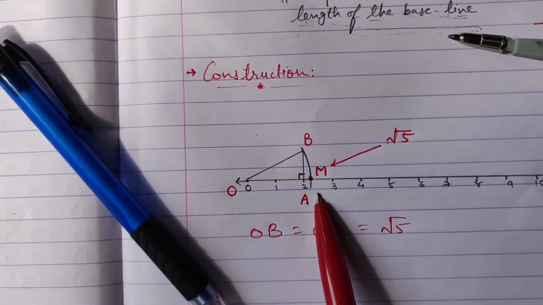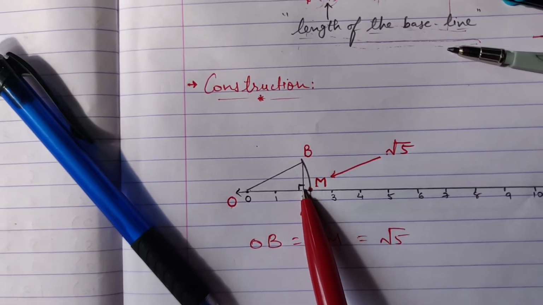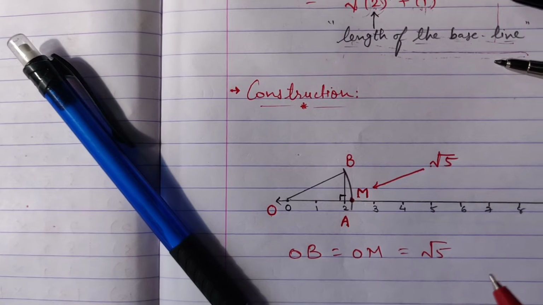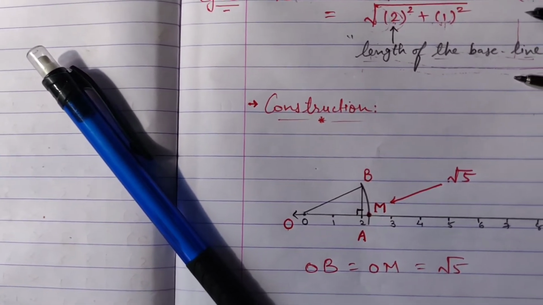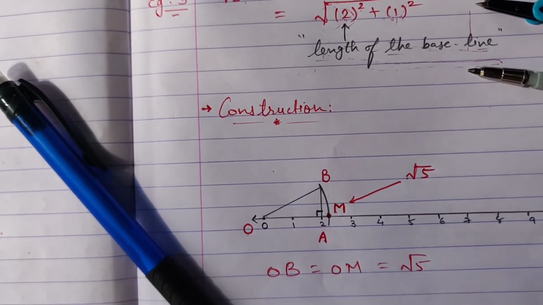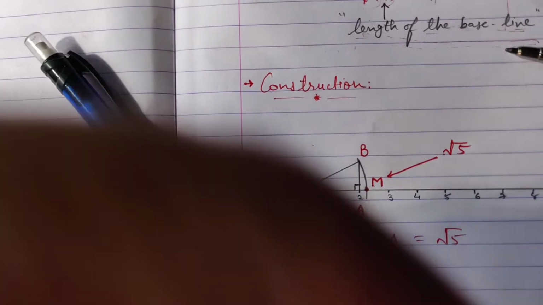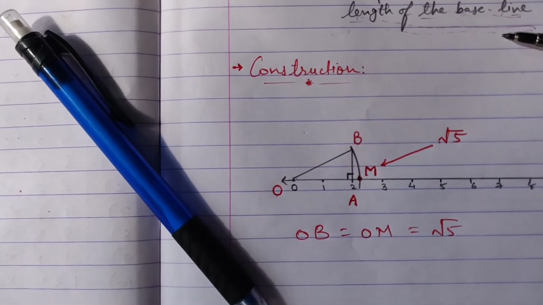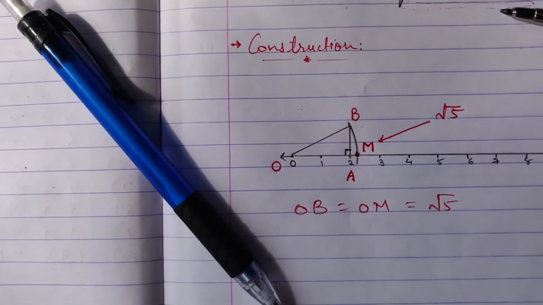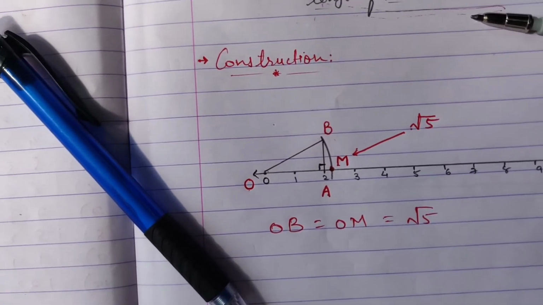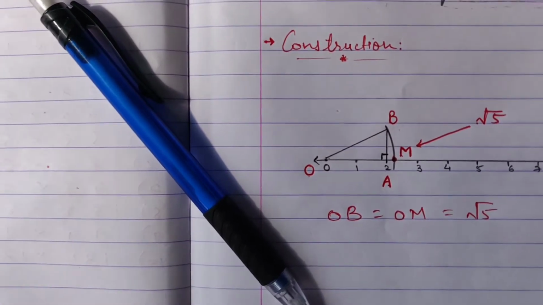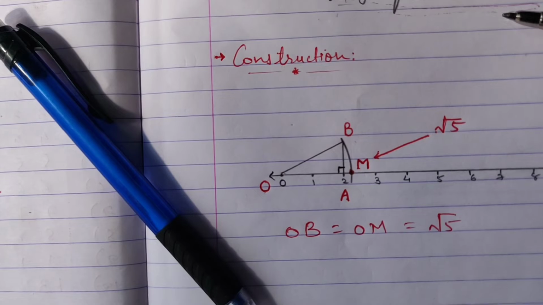So 2 is the baseline, I am naming it as A. There I am taking a perpendicular line using protector, which is again of 1 centimeter, which you know from the last lecture, that always the perpendicular line needs to be taken as 1 centimeter only. Then I am joining OB, which is going to be the length of root 5. Using again Pythagoras theorem, the hypotenuse is going to be root 5 if we follow this pattern.